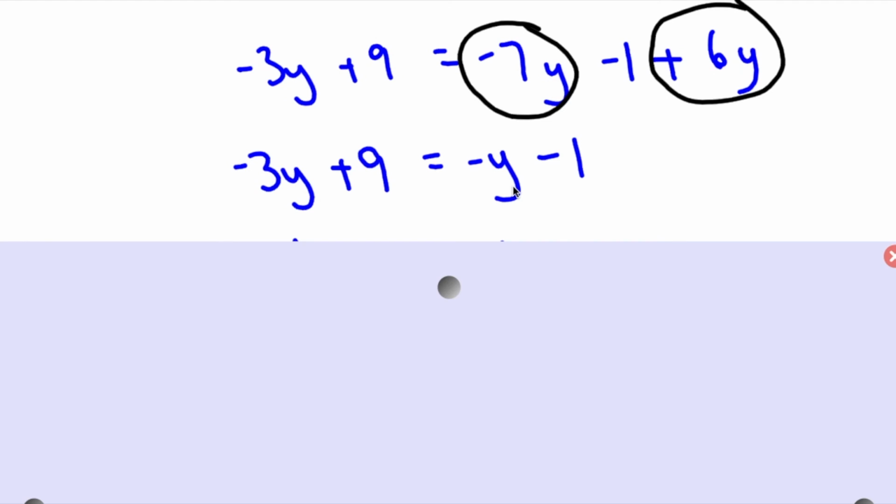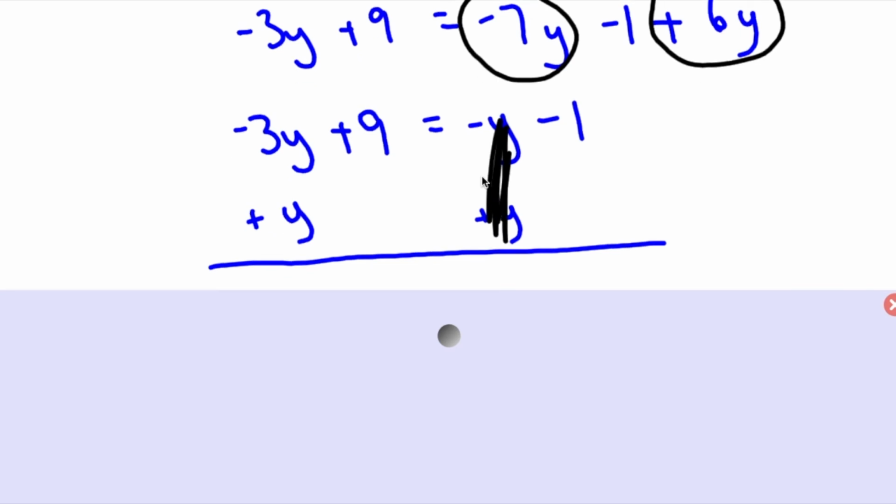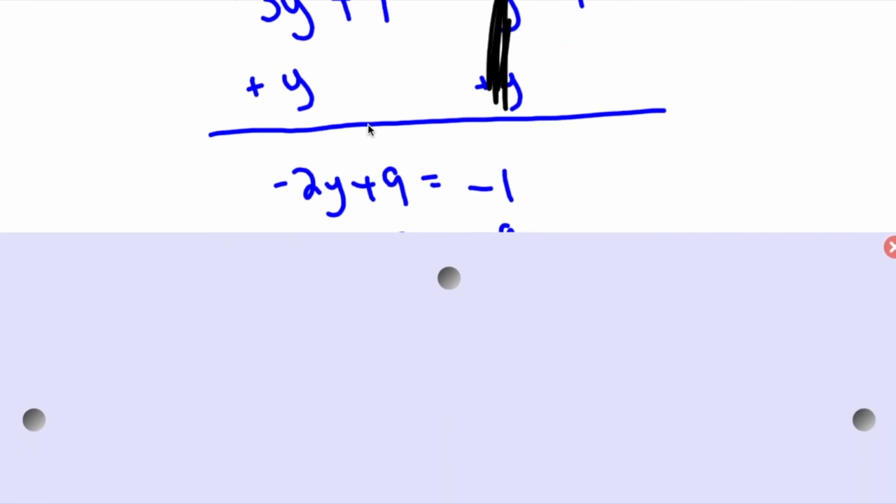Now I need to move this negative y over. It's a negative, so I have to do the opposite and add. Negative y plus y is 0. They cancel. Negative 3y plus y is negative 2y. I brought down my plus 9. I brought down the minus 1.